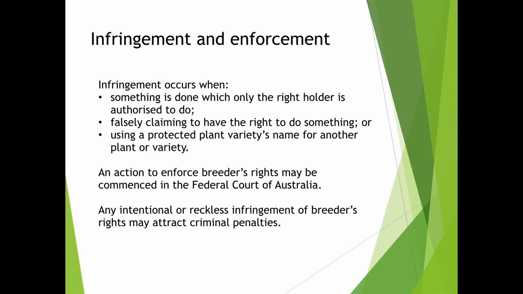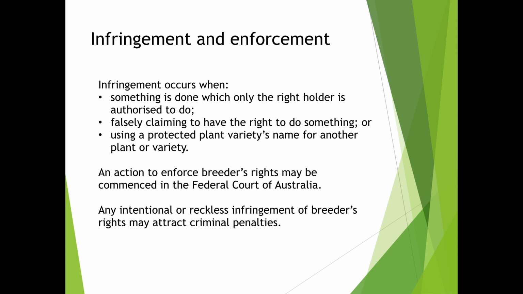Now that we have established what rights exist under the Plant Breeders' Rights Act and how long they endure, it is important to know how they may be infringed. Infringement occurs when something is done which only the right holder is authorised to do. It can also include falsely claiming to have the right to do something, or using a protected plant variety's name for another plant or variety.